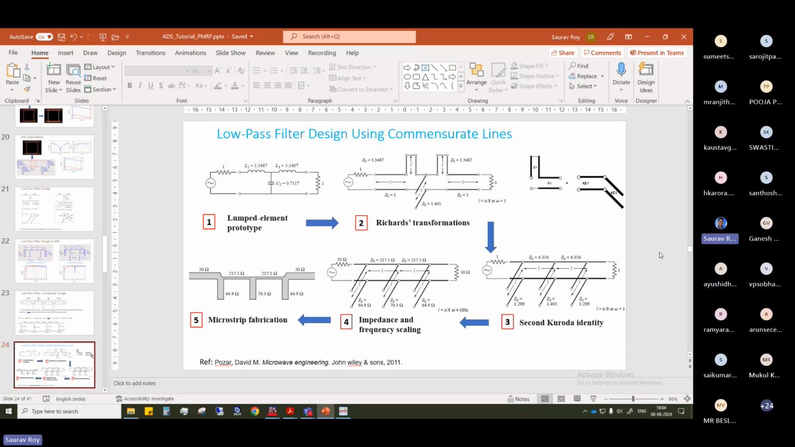So that's why you are required to look into the Kuroda's identity theory once. Last week I showed you, right? You just go through this once and then you will understand.